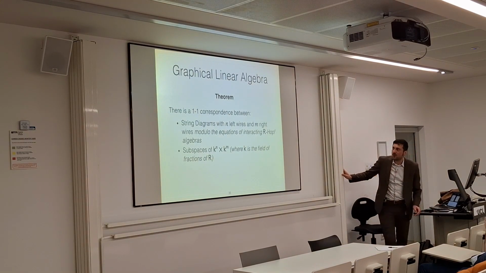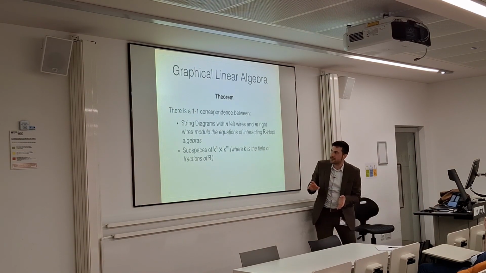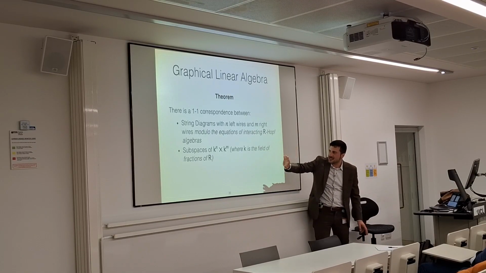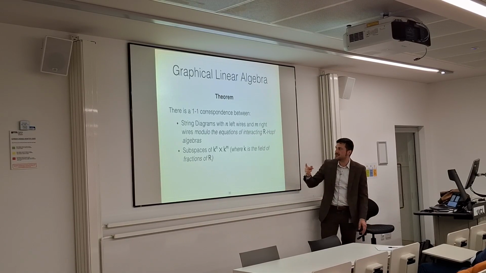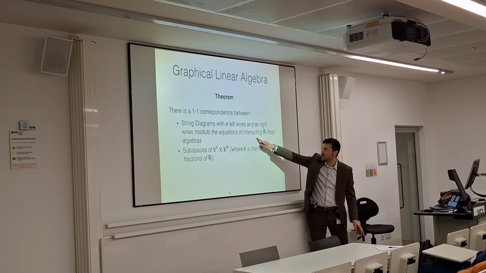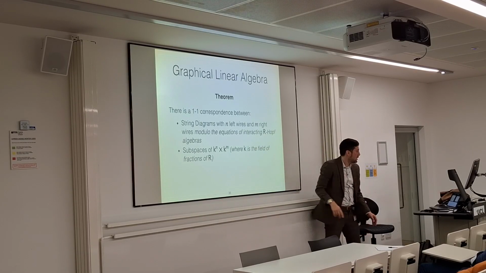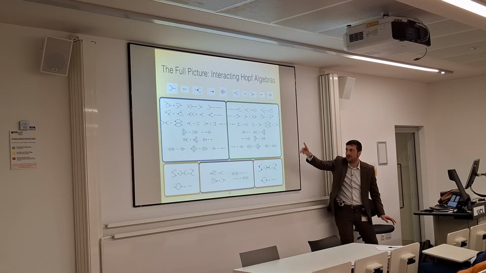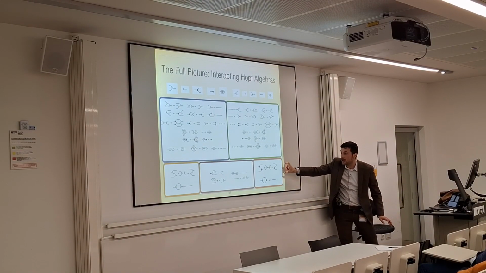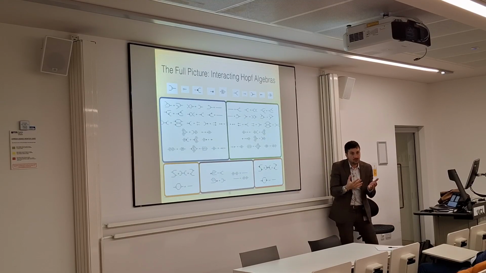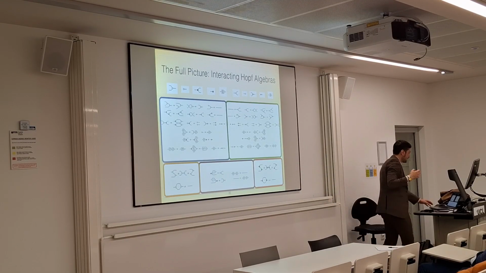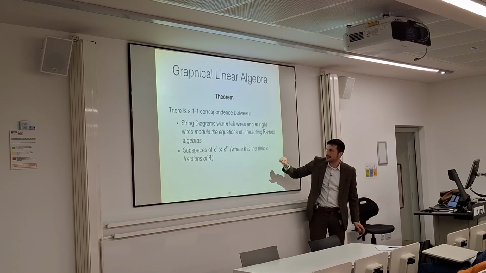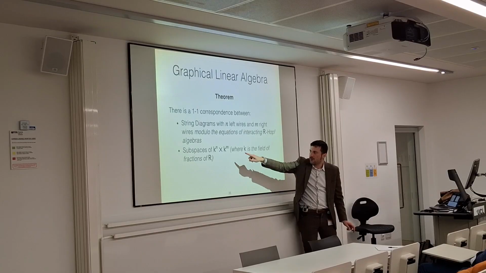All right, so we achieve the same theorem as before. There is a one-to-one correspondence between our string diagrams and subspaces. There are two caveats. The first one is string diagrams are now modulo equations of interacting Hopf algebras, which is this theory here, these equations here. This is the theory of interacting Hopf algebras because, as I told you, these extra equations arise as a distributive law telling you how the two Hopf algebras interact. So the correspondence between string diagram modulo interacting Hopf algebras and subspaces of K.